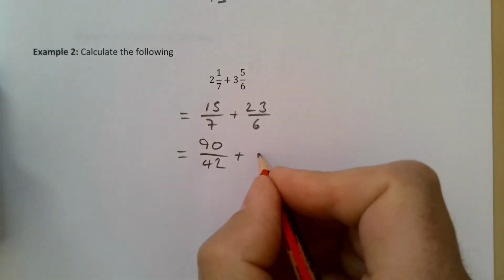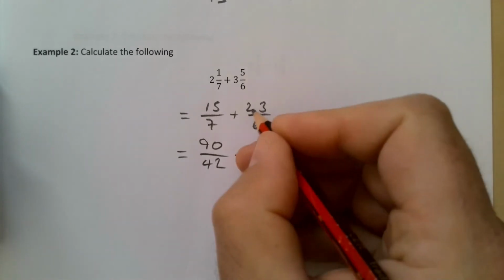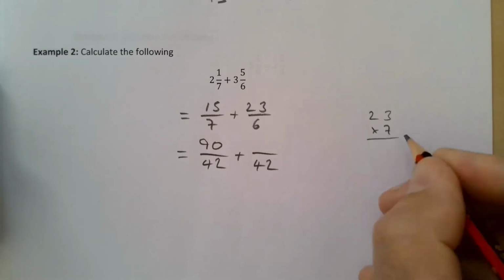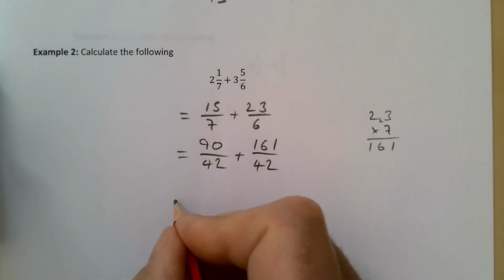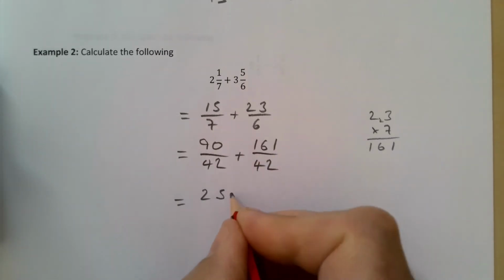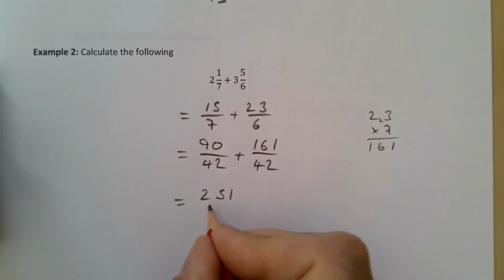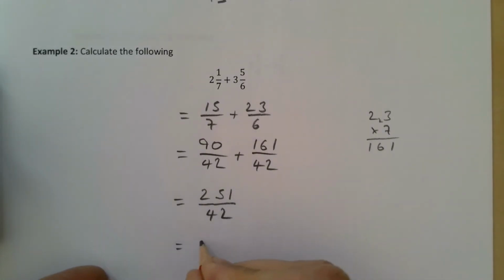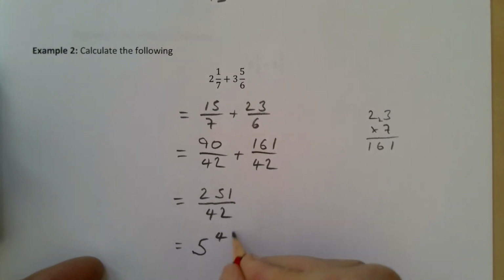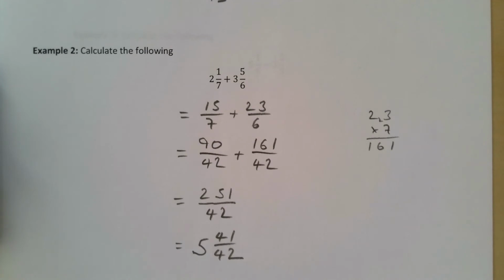I have times this by 7, so I need to do 23 times 7. 7 times 3 is 21, times 2 is 14, 15, 16, so it's 161. I add those two things together and I get 251 over 42. I need to work out how many times 251 can be divided by 42. 10 of them would be 420, so half of that would be 210, so it wouldn't quite go in there, so it's going to be 5 and 41 left over. Quite a tough one to work out.